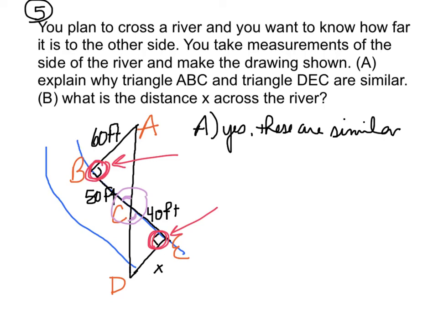That's what you need to learn from this. When you have two sets of angles that are congruent, the third angle is also congruent. Therefore, the triangles are similar.